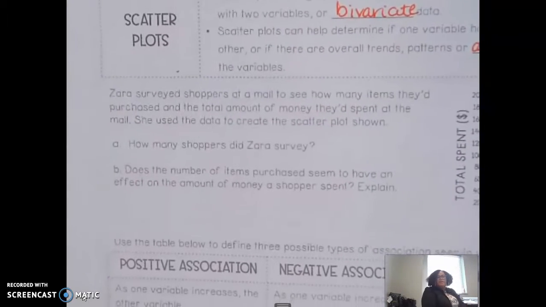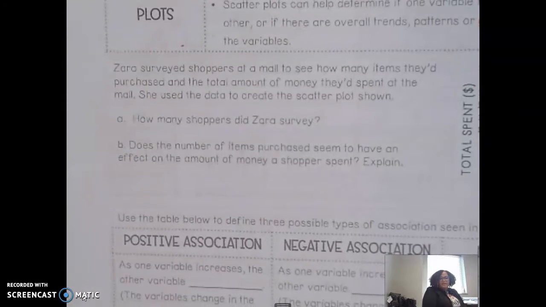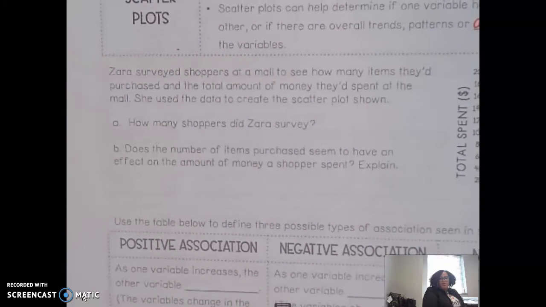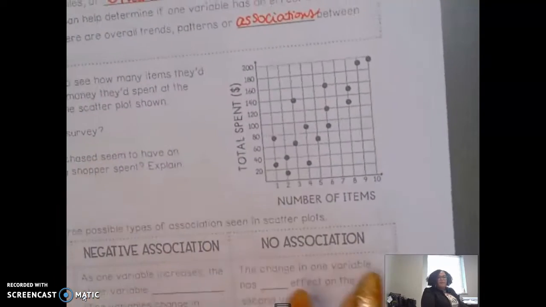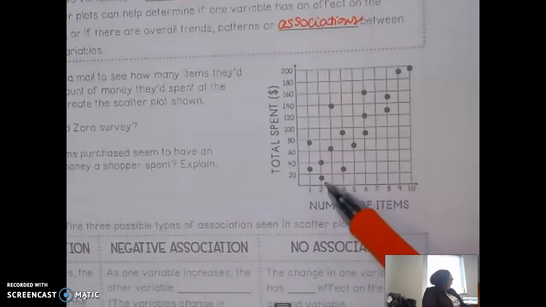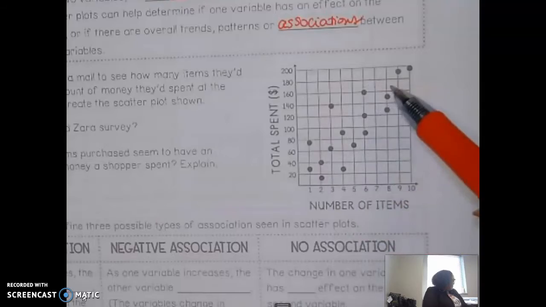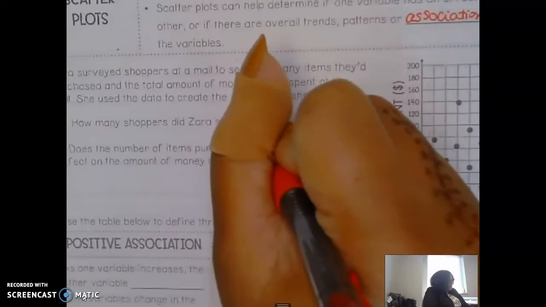So, looking at this example, it says Zara surveyed shoppers at a mall to see how many items they'd purchased and the amount of money they'd spent at the mall. She used the data to create the scatter plot shown. How many shoppers did Zara survey? And does the number of items purchased seem to have an effect on the amount of money a shopper spent? Explain. So the number of shoppers that she surveyed are the dots there. So I'm going to count all the dots. 2, 4, 6, 8, 9, 10, 11, 12, 14, 16 shoppers.